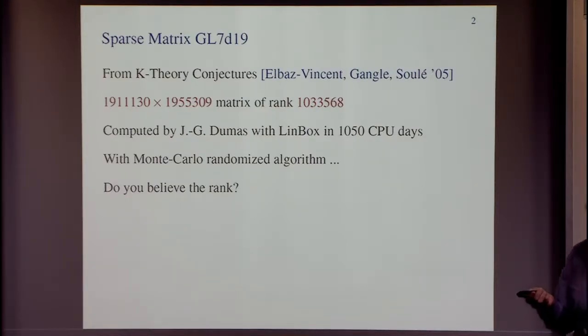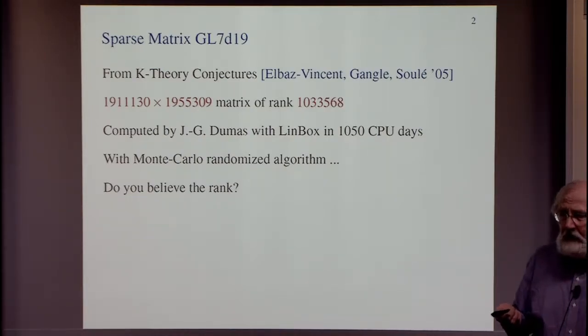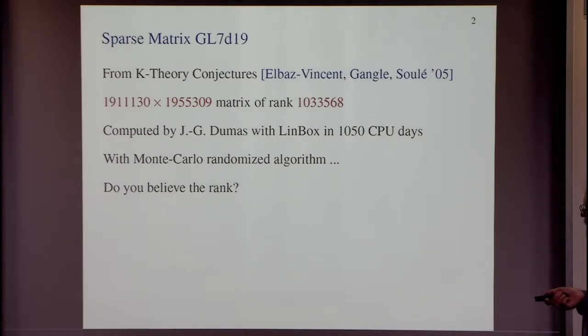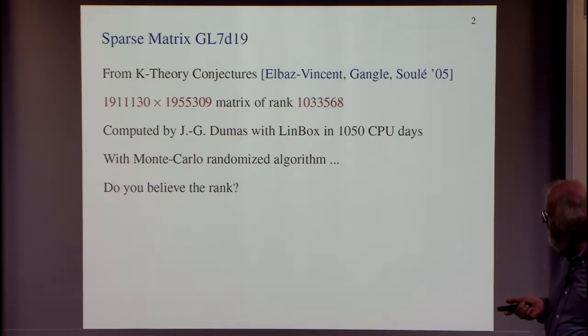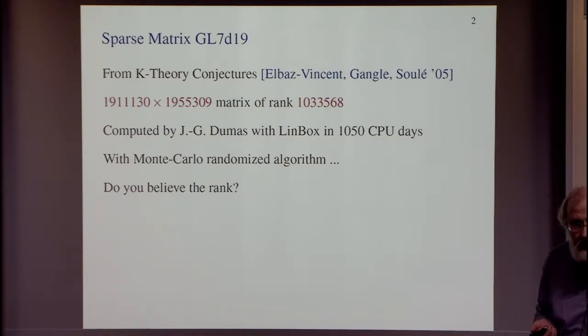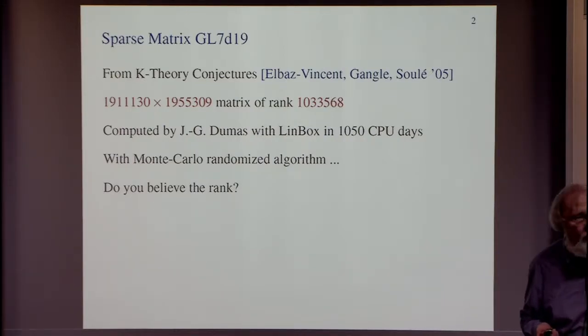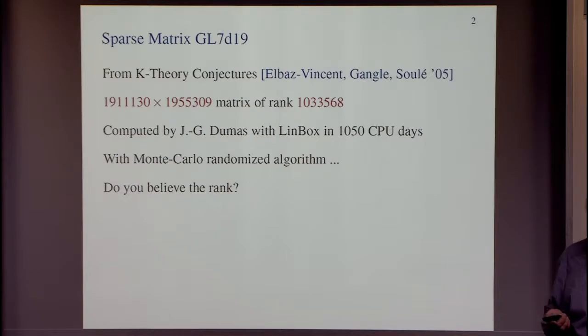So we could have cheated. We could have looked up their papers and seen what conjecture they made and just returned the value of that conjecture, but we didn't. We computed the rank in 1,000 CPU days. Then we gave them the rank, and they were happy. Was that what they conjectured? I don't know. So it's with a Monte-Carlo algorithm. We do not know a Las Vegas algorithm for computing the rank of a sparse matrix over a finite field. This is not known to us. And the question is, do you believe the rank?